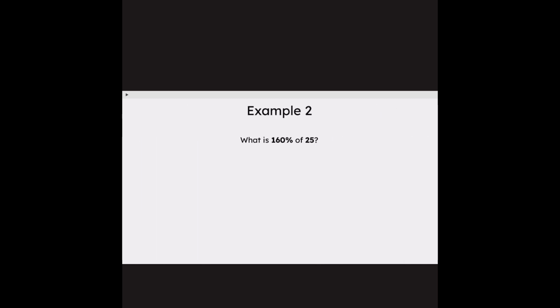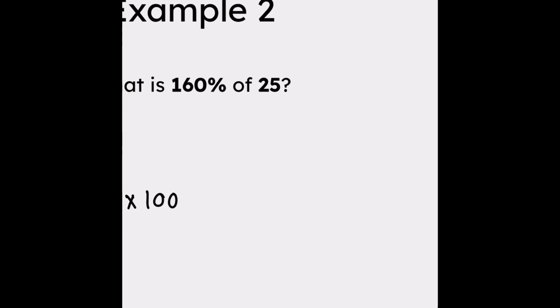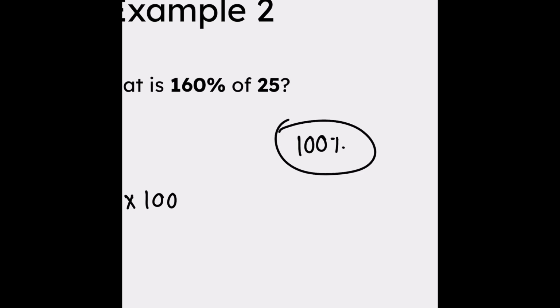Let's look at another example. This one says, what is 160% of 25? Now this may seem a little weird because the percent is greater than 100. That just means that in this case, the part is bigger than the whole. Now what does that actually mean? Remember that one whole is 100%. One whole is 100%. We have 160%. So it's like saying we have one whole plus 60% more.